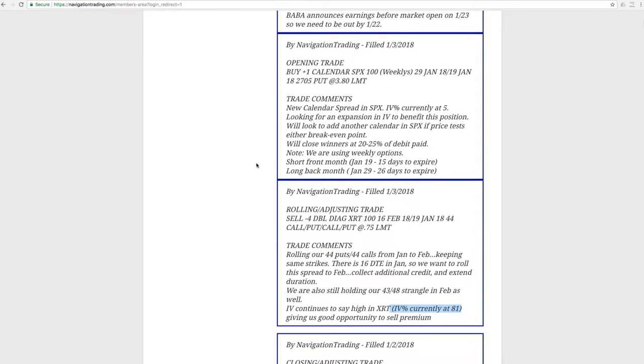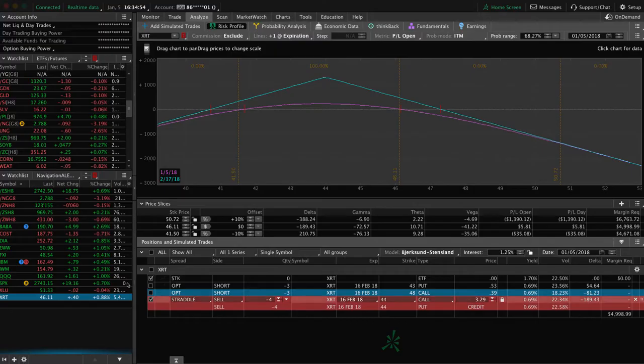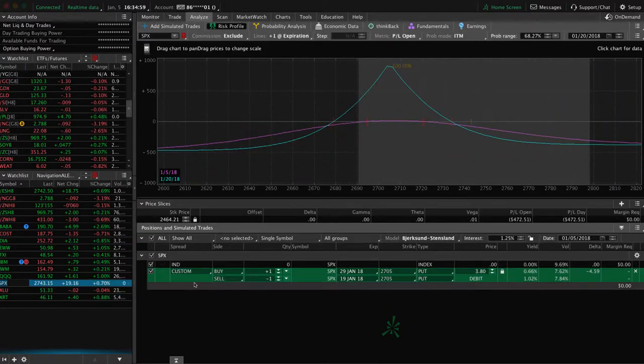Next trade was an opening trade in SPX. So we put on a calendar, IV percentile at the time was 5. It's gotten down even lower with the market moving up. And if we take a look at SPX, and again, this is another one that we're transitioning to the new account. So I'm showing it theoretical, but this is the actual price that we're filled at and that we are in the trade at.